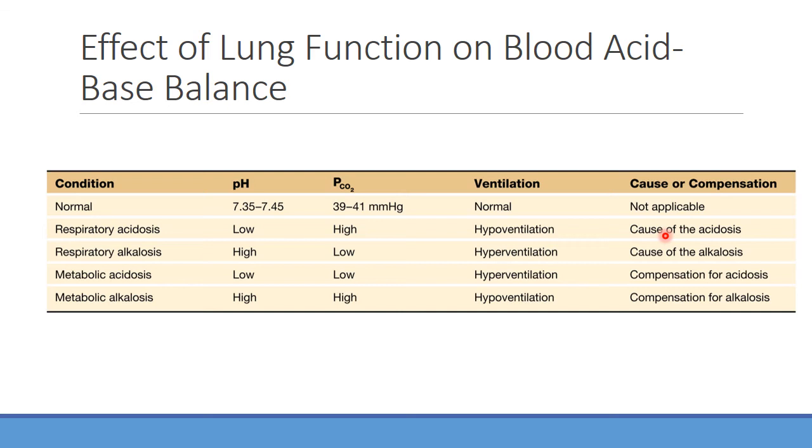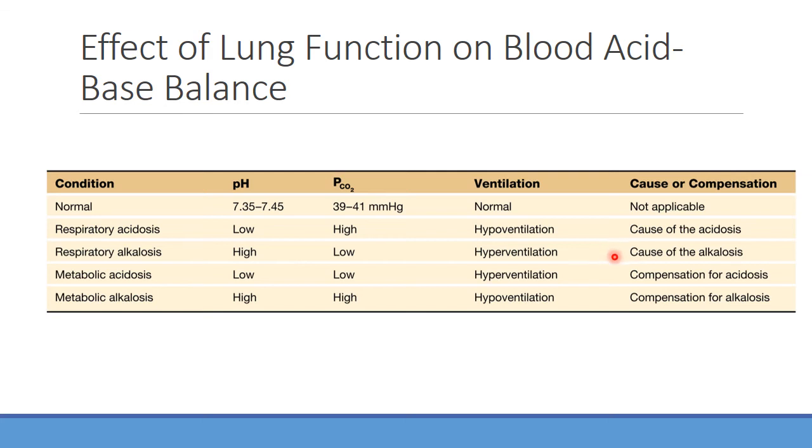Because you're acidotic and your PCO2 is high, that indicates you're not ventilating enough to blow off that CO2, so that would be the cause of the acidosis. Looking at a respiratory alkalosis, your pH would be high, PCO2 would be low because you're blowing that off. Generally, the patient would be hyperventilating at that point. And again, this would also be the cause of the alkalosis.